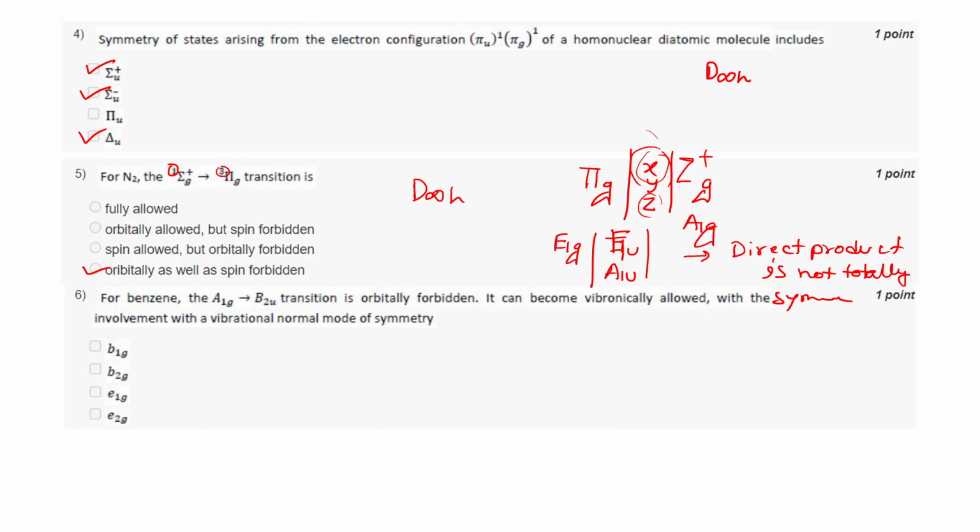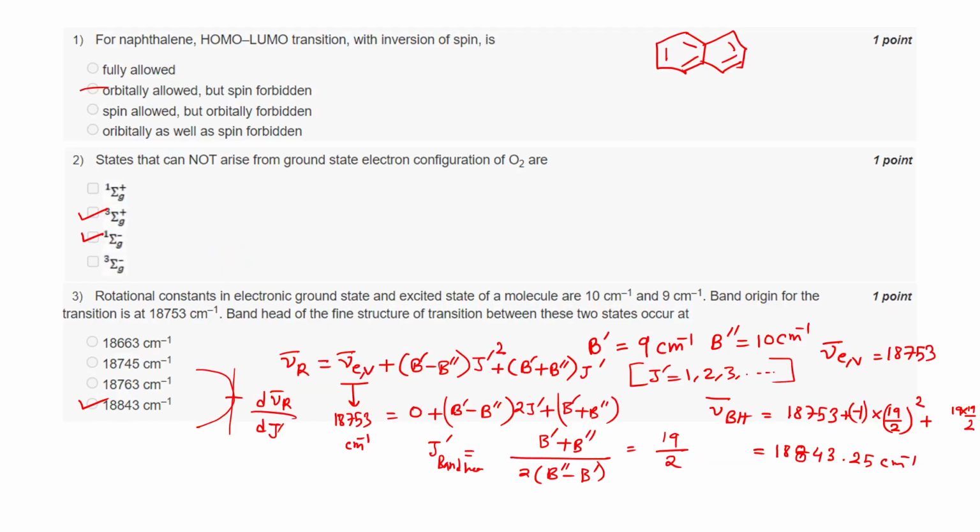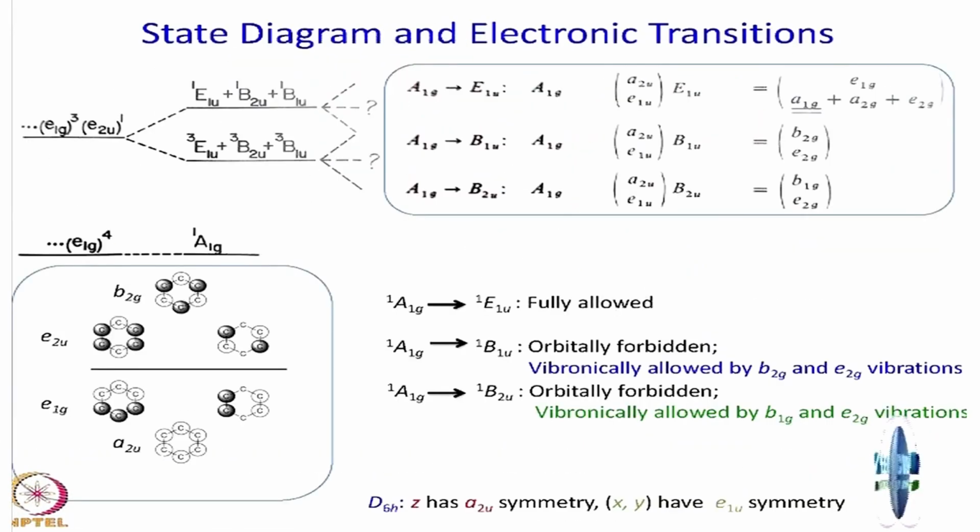Question number 6 for benzene, we have already discussed that the A1G to B2U transition is orbitally forbidden. It can only be vibronically allowed with the involvement of a normal mode of vibration of suitable symmetry. So A1G to B2U will only be possible, and that is two things. Your B2U is this one. See, your B2U will only be allowed when it will have B1G or E2G.